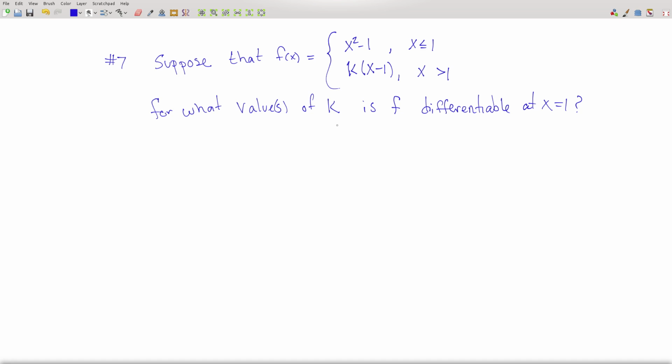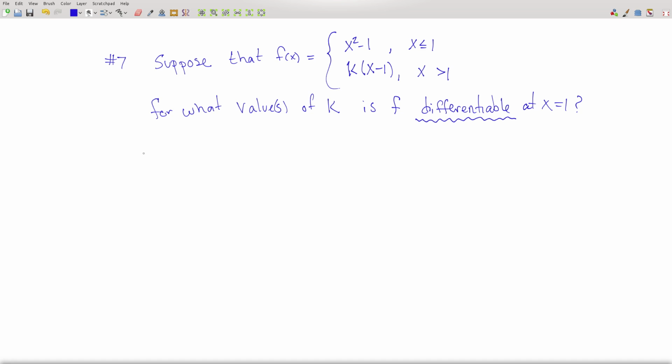The most common mistake on this problem was to think that we were asking for the value of k that would make this function f continuous at x equals 1. It's a bit of a mistake, because this problem is actually asking us for something a little different. It's asking us to look for what values of k is going to make sure that f is differentiable at x equals 1. So you are expected to know, what does it mean for a function to be differentiable?